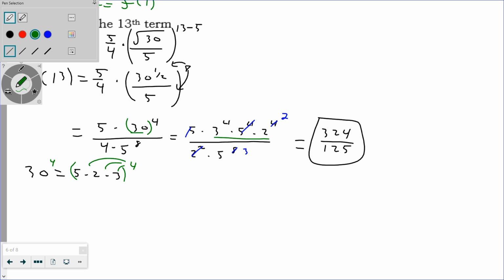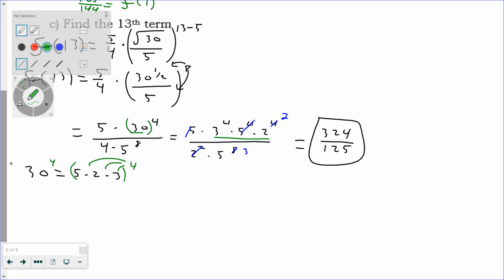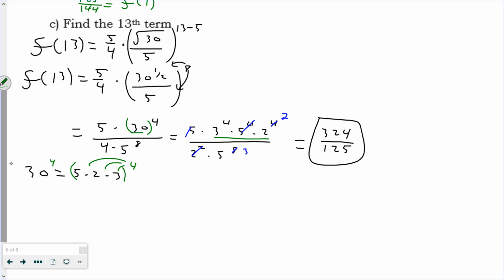Are we good? Any questions here? So I have a 5, right? I get 5 to the 1st power and 5 to the 4th power, right? So that's 5 to the 5th power, right? On the bottom, 5 to the 8th. When you combine them, they cancel out.